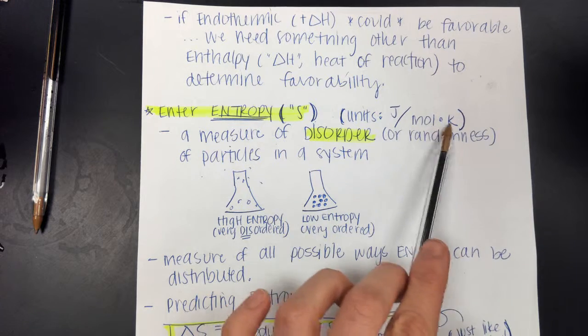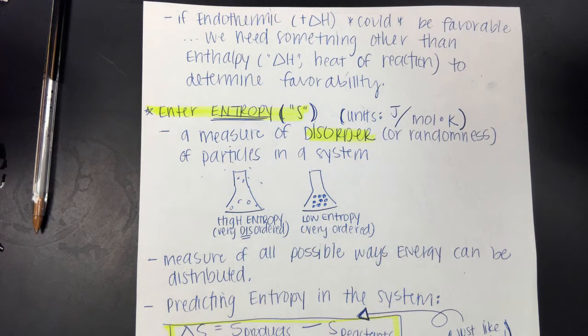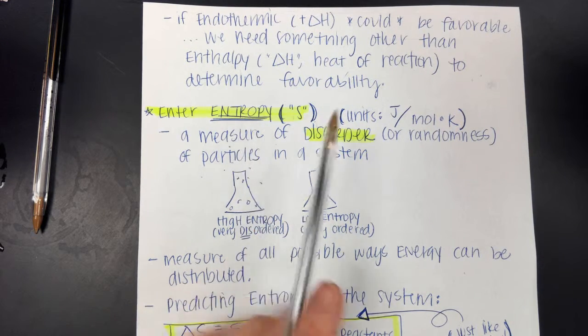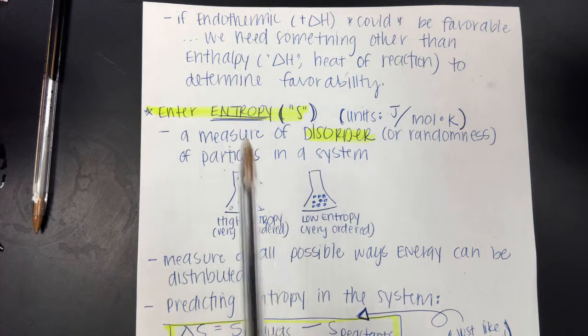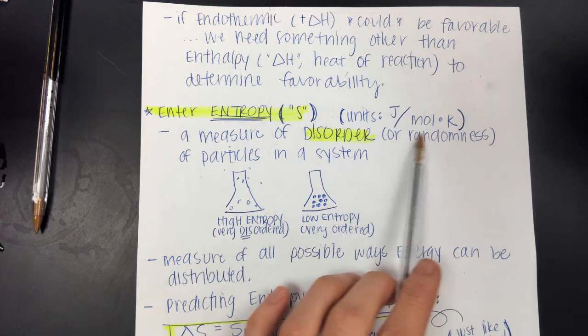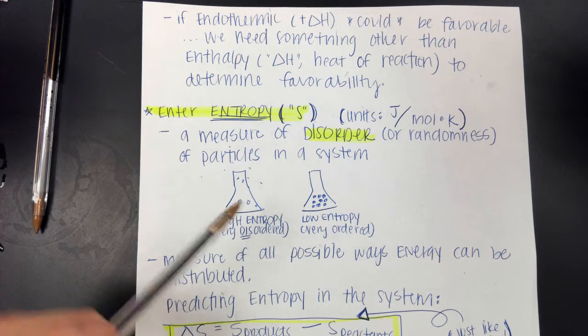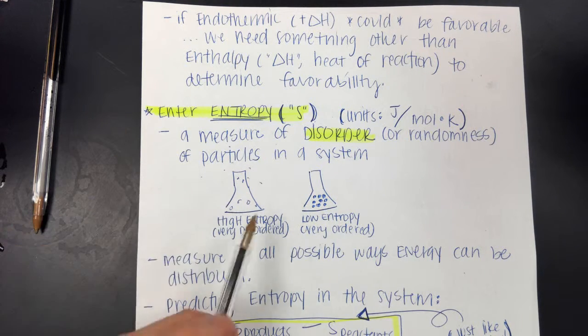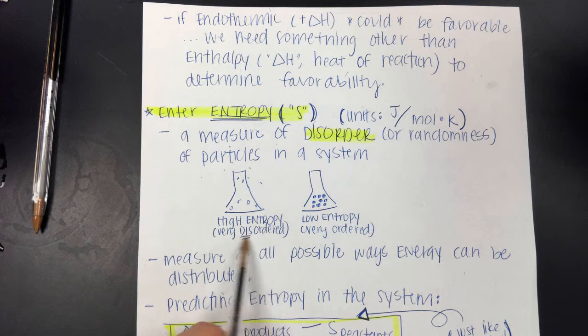It's joules per mole Kelvin instead of grams. What entropy is, it's not a measure of heat in the system, it's a measure of disorder, of how random your particles are behaving. So this gas would be high entropy. It's very disordered, the particles are really random, bouncing all around, all over the place.